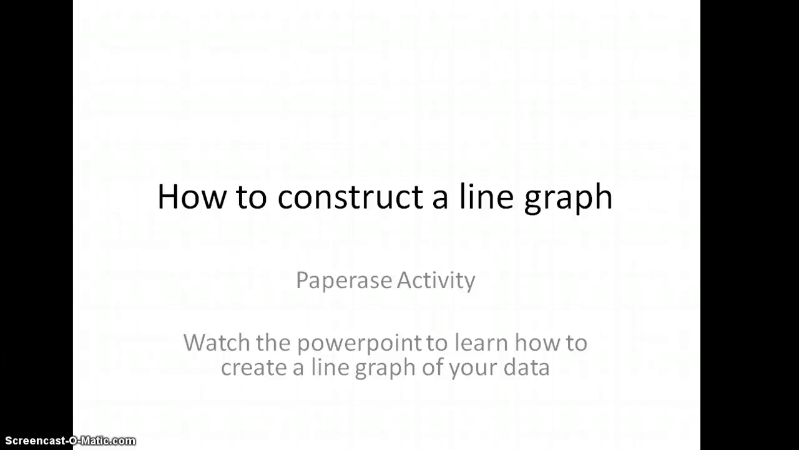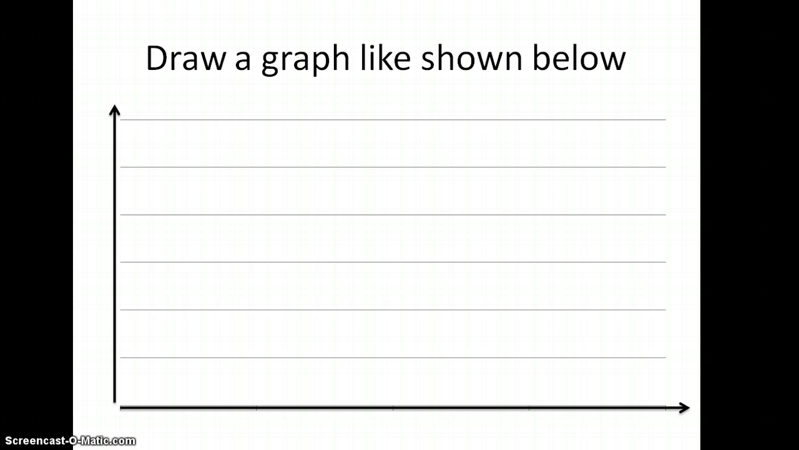Today you're going to construct a line graph to show the effect of the different factors on enzyme activity that you saw in the lab from Friday on Paperase. In order to draw a graph, go ahead and draw two axes. So you have your y-axis and your x-axis here, and then your graph portion in the middle. Go ahead and draw that on your paper, and pause if you need to while you do that.